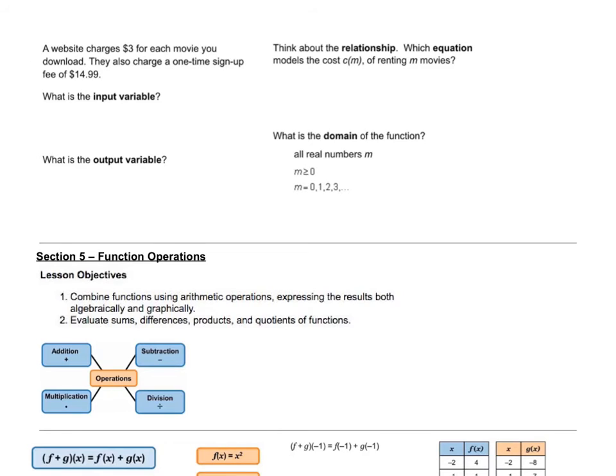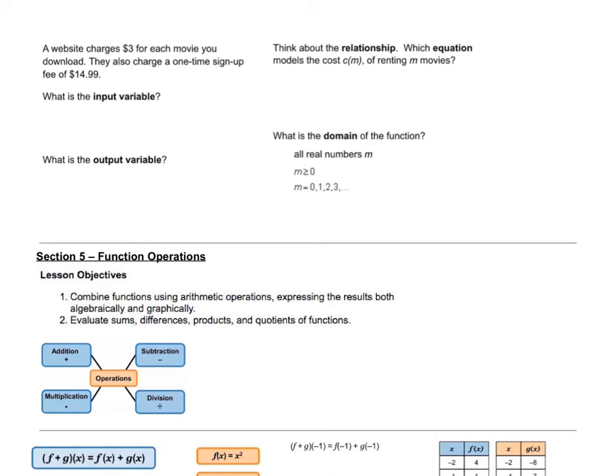Okay, let's think about this. A website charges $3 for each movie you download. They also charge a one-time sign-up fee of $14.99. Okay? So we've got two things that are changing here: the number of movies you download and how much it's going to cost you. Those are your two variables.